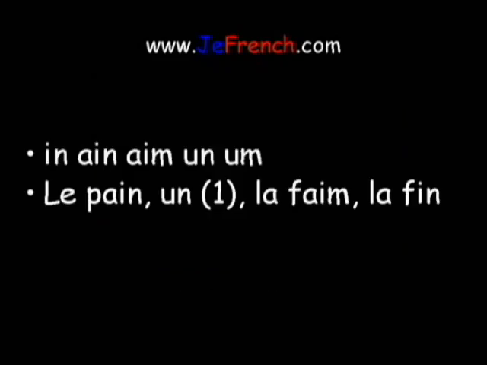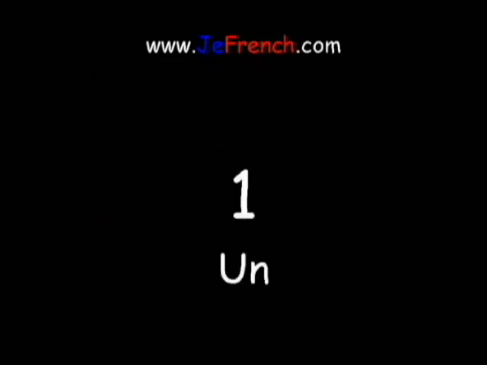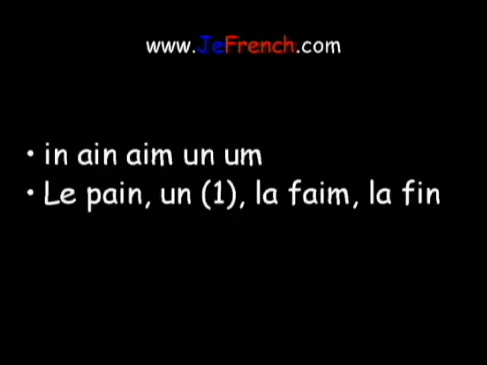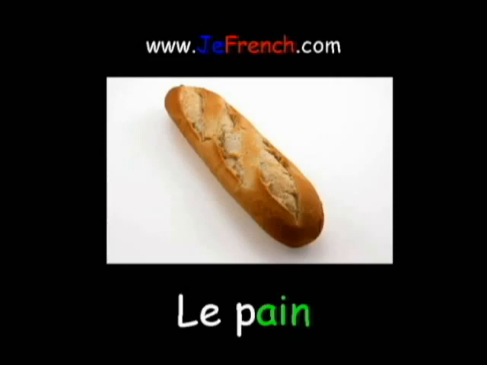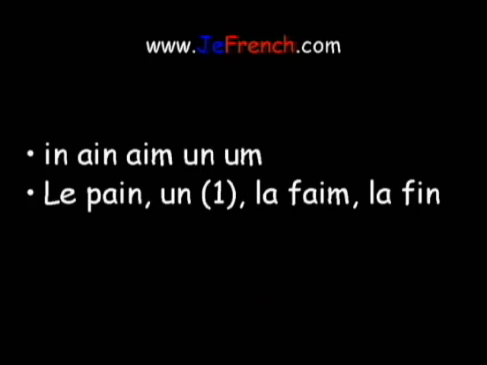Then again, the sound un. Now, when we studied numbers, we had the number 1, numéro un. There are different ways to write that sound. You can write it IN, AIN, AIM, UN, and UM. Examples are le pain, the bread, la faim, hunger, or la fin, which means the end. You might see it at the end of a French movie.